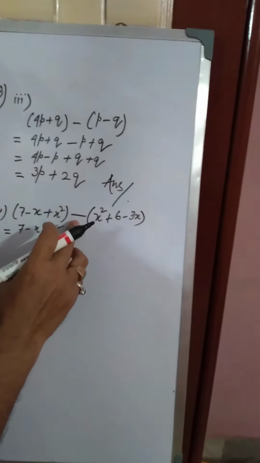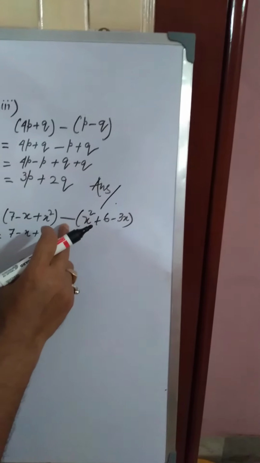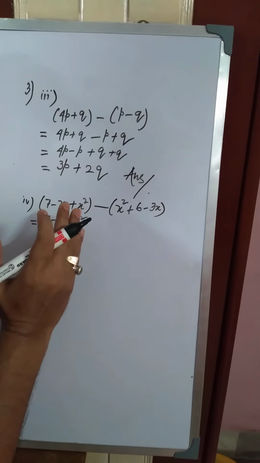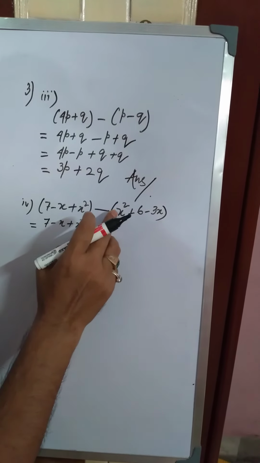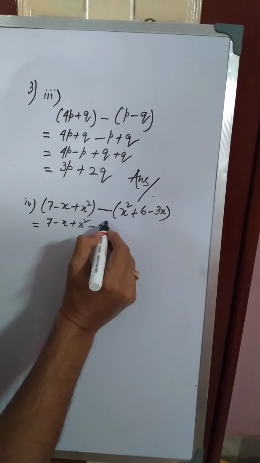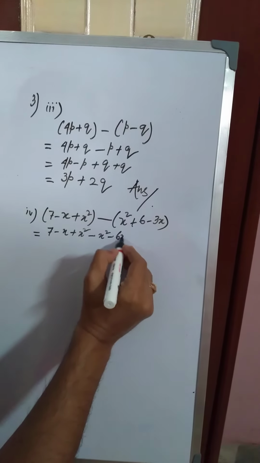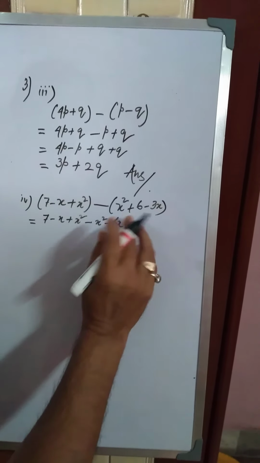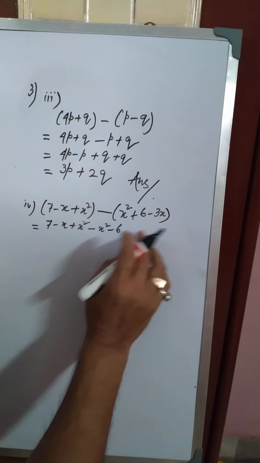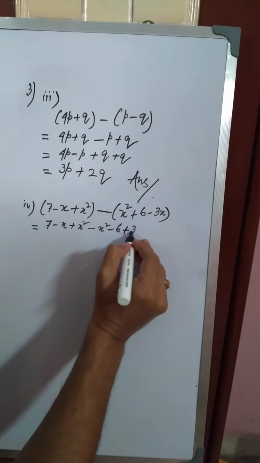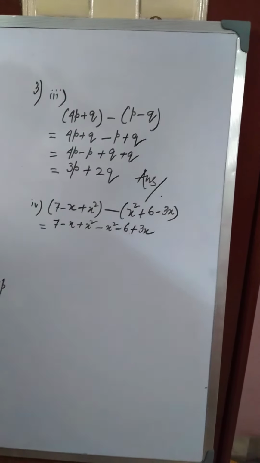But here the negative sign is here. So what you have to do, when you remove the bracket, just simply change the sign. Here no sign is there, that means minus x square. Now here plus sign is there, so change it to minus sign. Now the minus sign is there, sorry, this is 6, and you see that minus sign is there, so that should be plus.